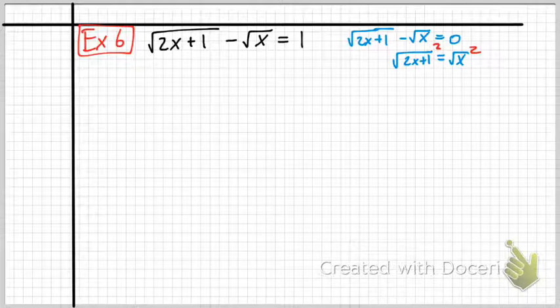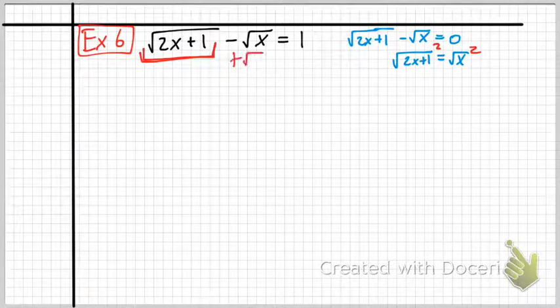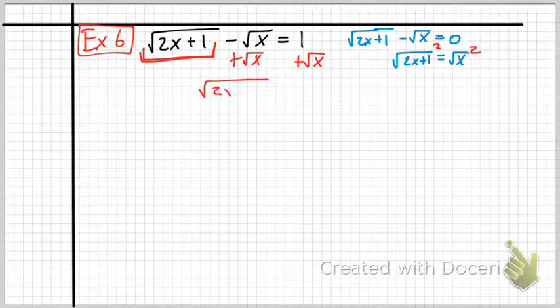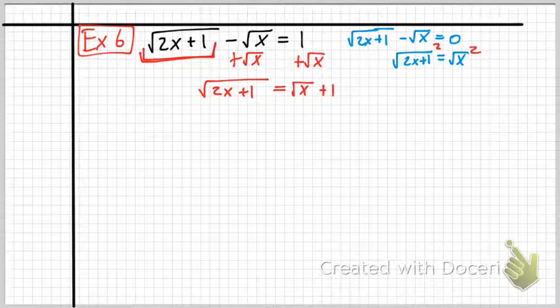So what I want to do now is take the simpler square root and move it to the other side. Or in other words, we want to isolate our more complicated term here. So again, we're going to add the square root of x to each side. So this becomes the square root of 2x plus 1 is equal to the square root of x plus 1.